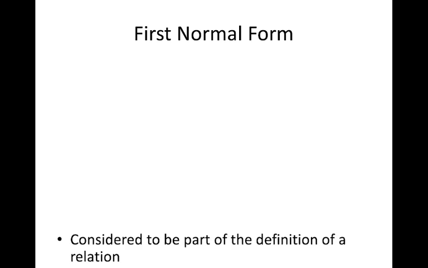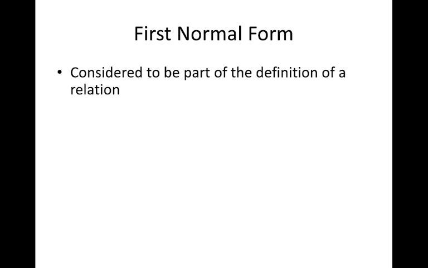First, we will learn about first normal form. First normal form is considered to be part of the definition of a relation. It disallows composite attributes, so there should not be any composite attribute. You should understand what a composite attribute is. For example, address is a composite attribute. It consists of house number, apartment number, and so on; there will be different fields. We should try to avoid those composite attributes in relations.